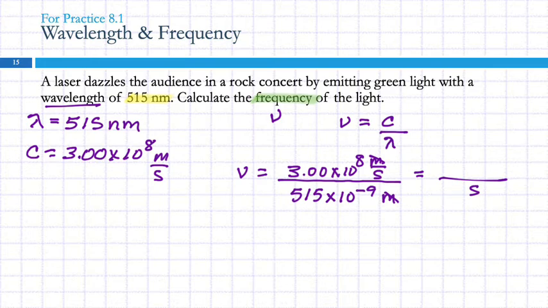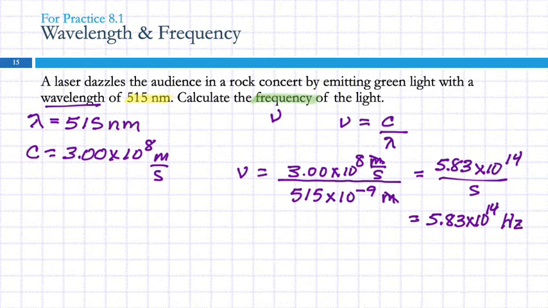So we've got 3 times 10 to the 8th divided by 515 times 10 to the minus 9. With 3 sig figs, 5.83 times 10 to the 14th per second. So that's wave crests per second. We can also express that as hertz, because hertz just means cycles per second.